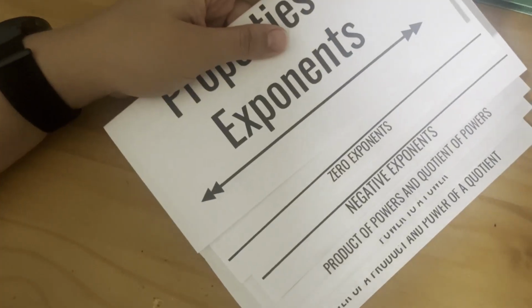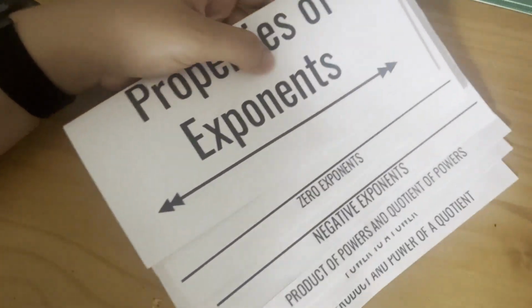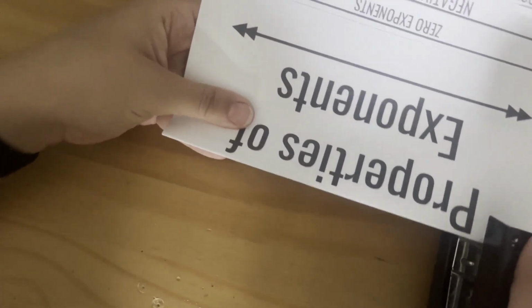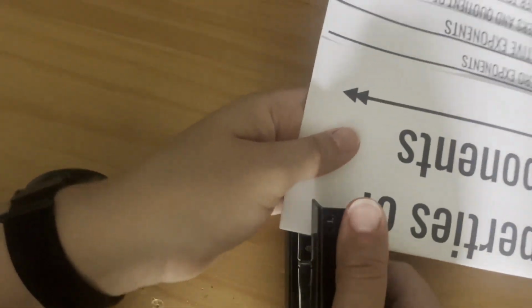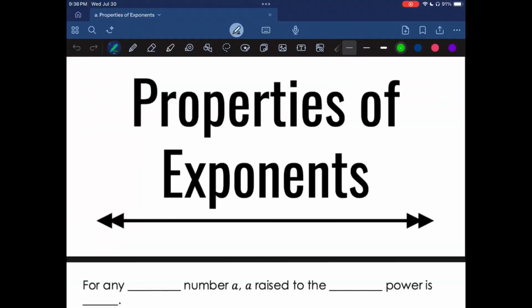And what I do is make sure it stays secure, so it doesn't fall apart like mine just did. I have my stapler, and I just staple it to the top here in two spots, like so. Now you have your flip book of exponents, and I have a cute little flip book for you.